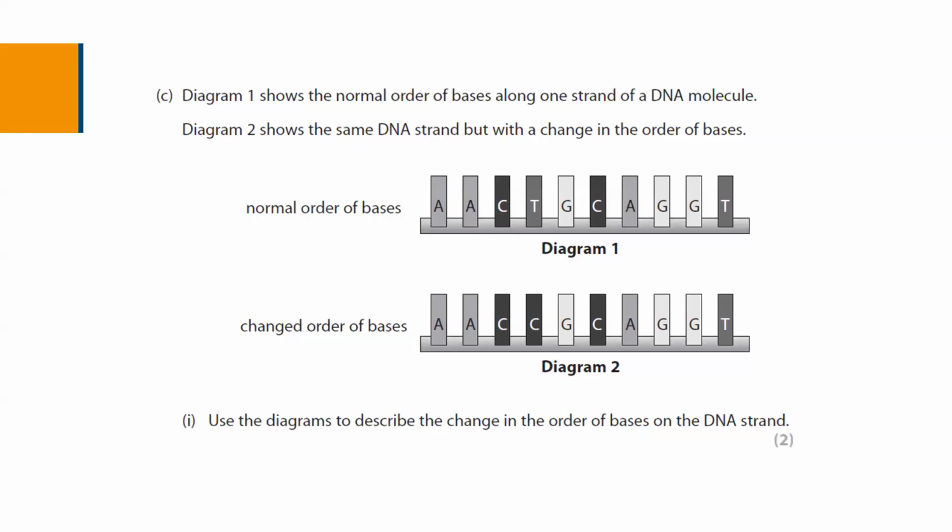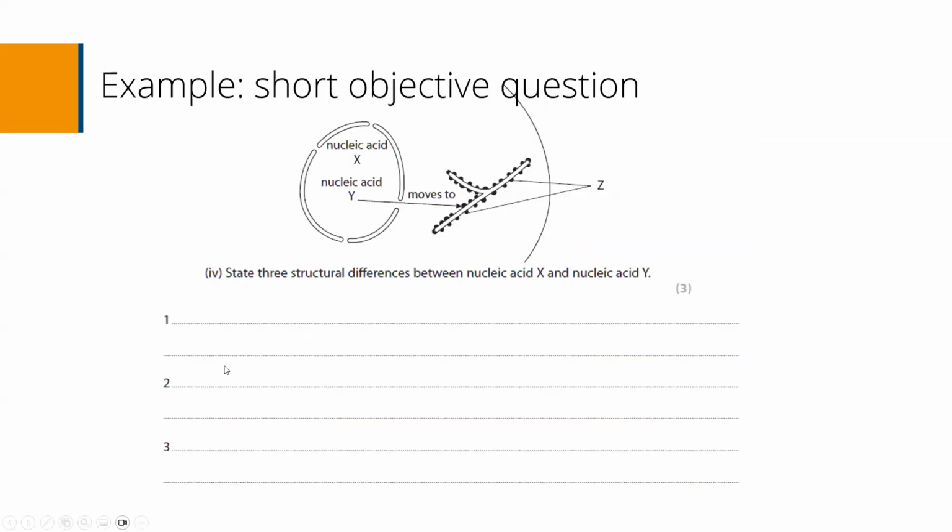Let's move on. Next example. Another short objective question. Let's have a look at this. Let me move on to the next one. Here we go. Short objective question. Nucleic acid X, nucleic acid Y moves to, and then a substance. You've got structures labeled Z.